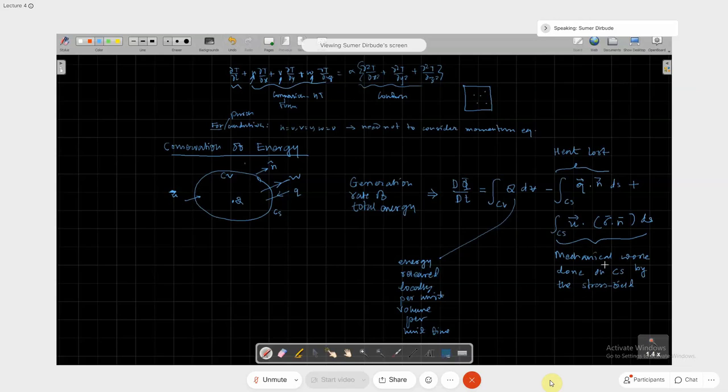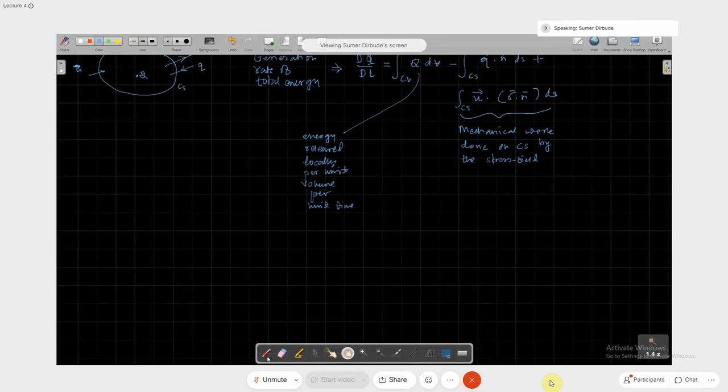So this is nothing but your first law of thermodynamics, and you can write this in a convenient form. The convenient form is you can convert this control surface expression in terms of control volume expressions, and you can write it like Q minus del dot Q plus del dot U dot sigma dV. dV means volume.